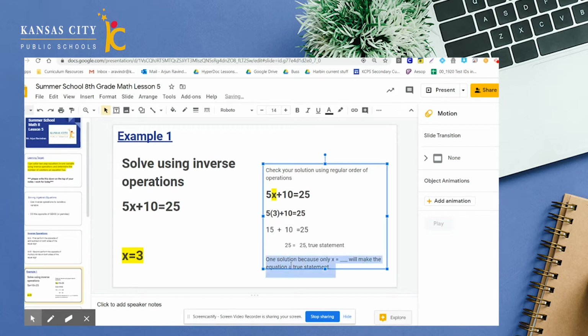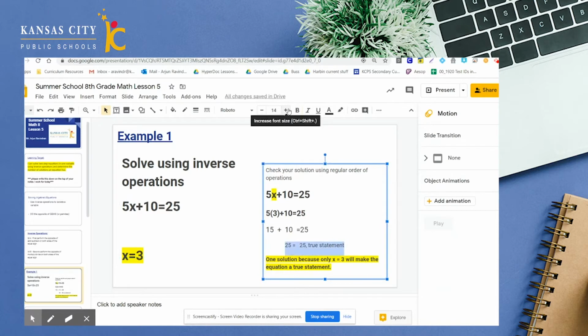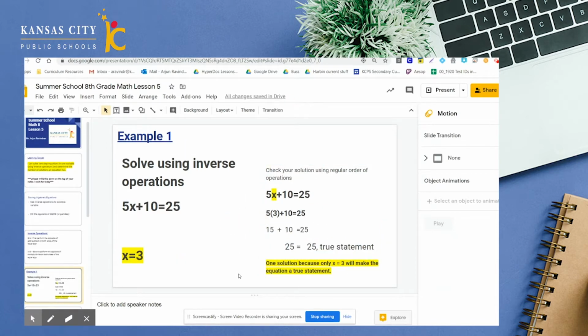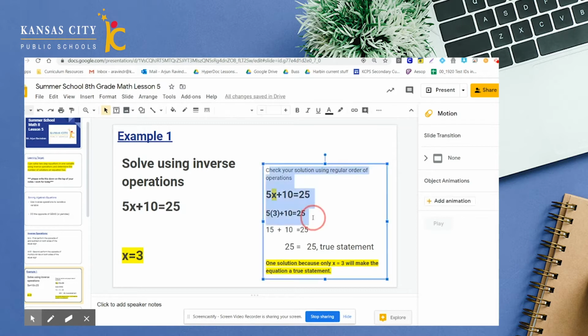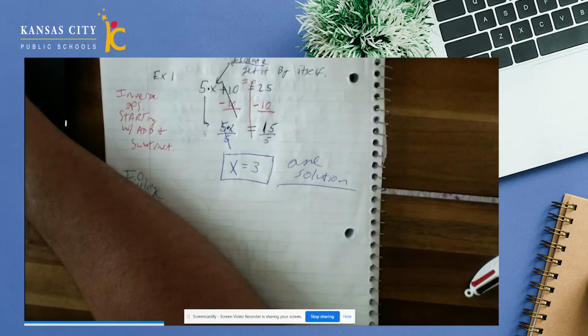So this is very important. So we're going to put this down and highlight it. There's only one solution because only x equals 3 will make this equation a true statement. Only x equals 3 yields 25 equals 25. So at this time, pause the video. Make sure you have copied down what I'm just highlighting right now, the solution. And if you need to, rewind the video to make sure you have this work shown.